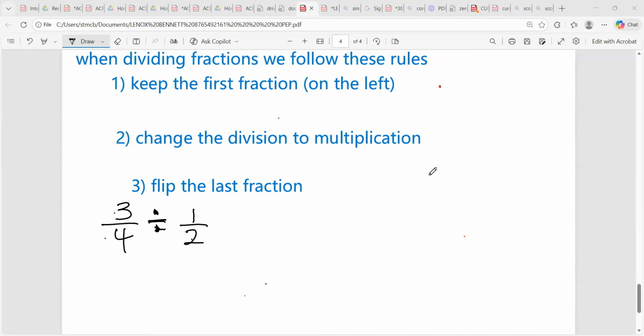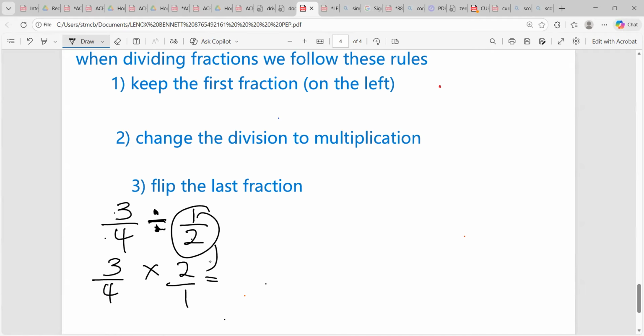So first, sir, you're going to rewrite it, but you're going to put 3 over 4 times, and you're going to flip a half and put 2 over 1. So you say right back 3/4. Yes, sir. Then you're going to say times 2 over 1, because you're flipping the half. Then you're going to say 3 times 2 equals 6.